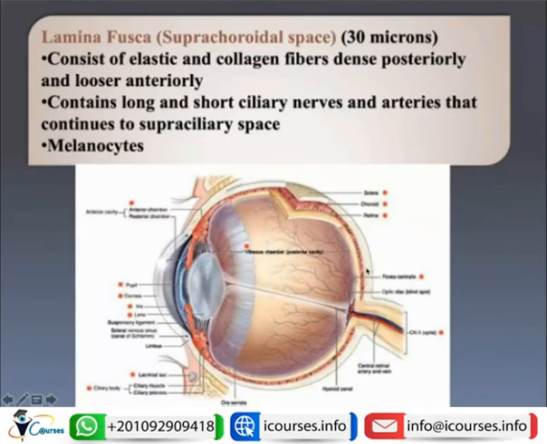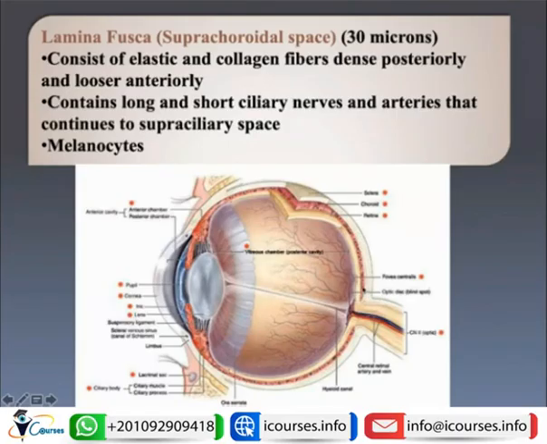It becomes more dense posteriorly and more loose anteriorly, and it has an important value in that this space contains the long and the short ciliary nerves and arteries. If you remember, we said that the short and the long ciliary nerves and arteries enter the eye from posterior, around the circumference of the optic nerve. So when they enter the eye, where shall they go?